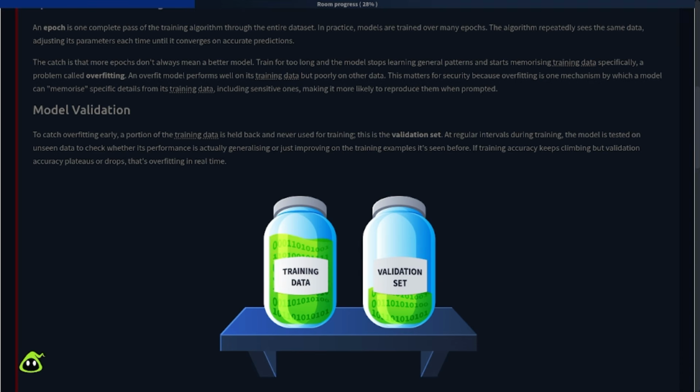What this means is to catch overfitting early. A portion of the training data is held back and never used for training. This is the validation set. At regular intervals during training, the model is tested on unseen data to check whether its performance is actually generalizing or just improving on the trained examples. Validation set means that you fill the bucket with most of the data and keep some data in your hand, and you ask the LLM if it could predict this data, and if it couldn't, then we could just feed that again.